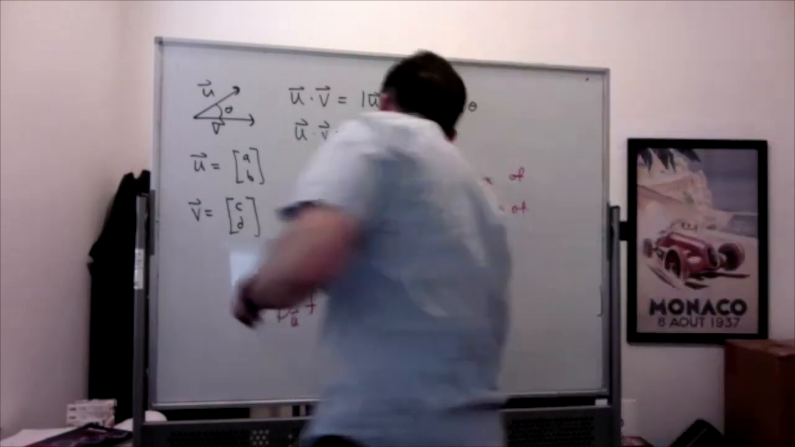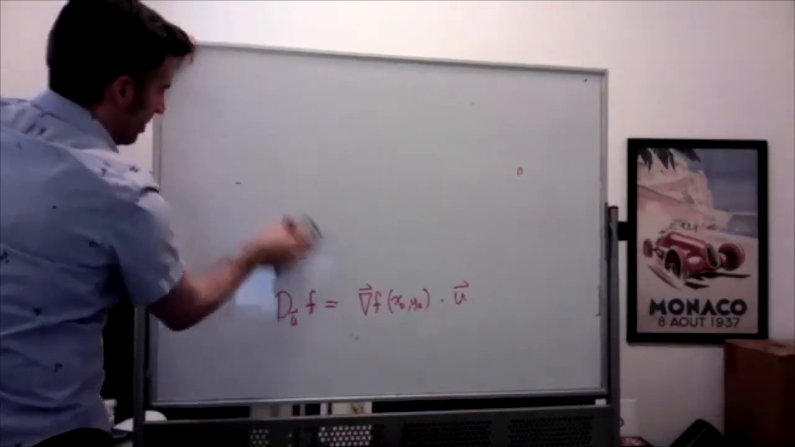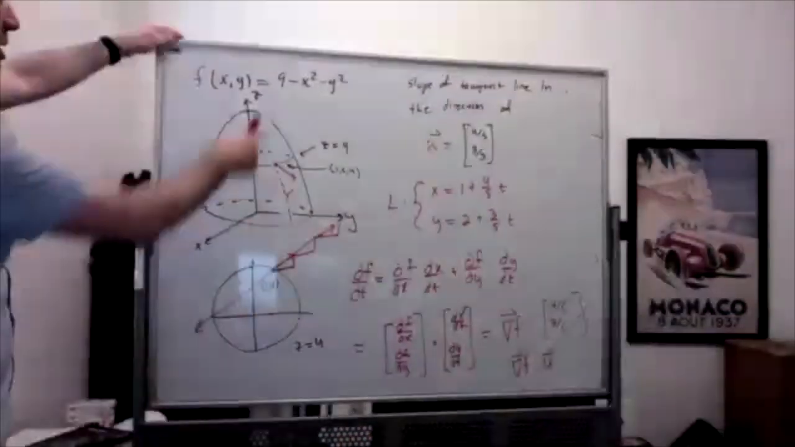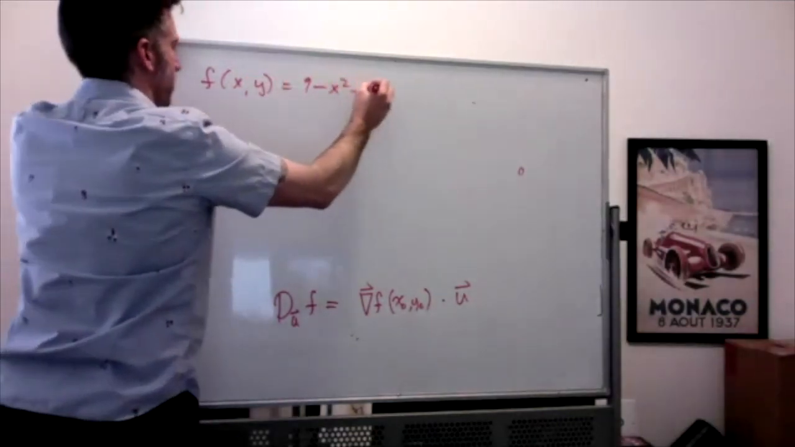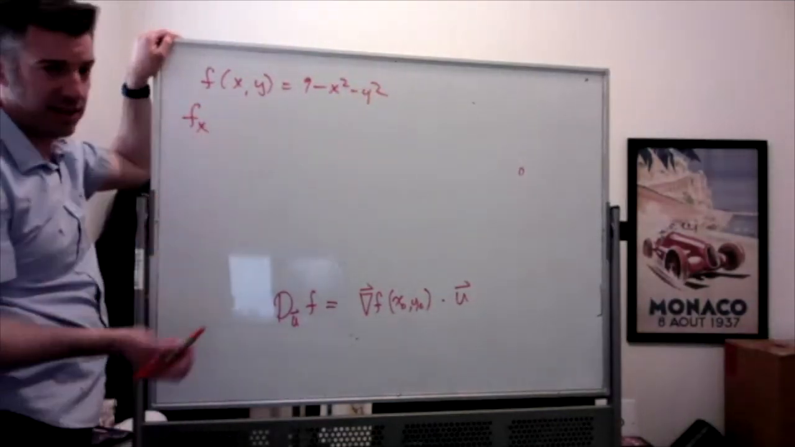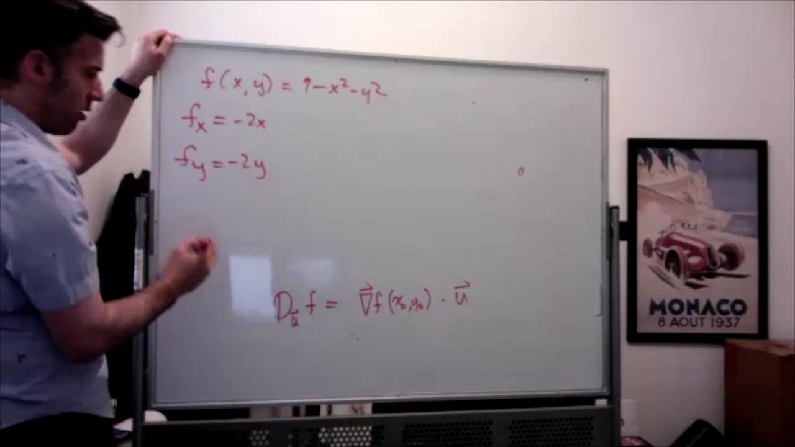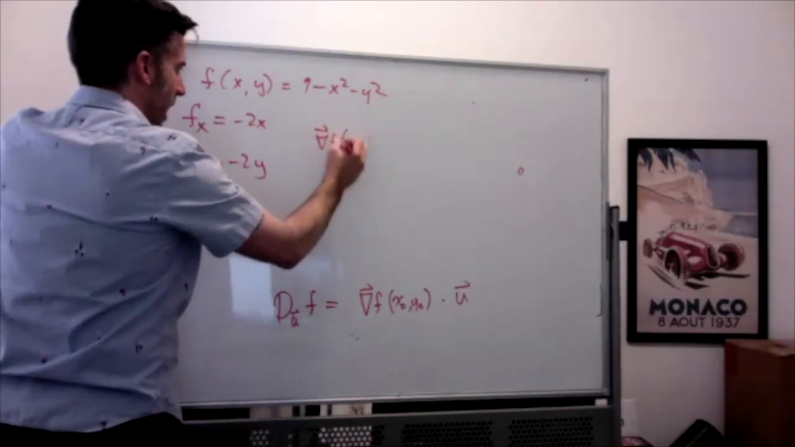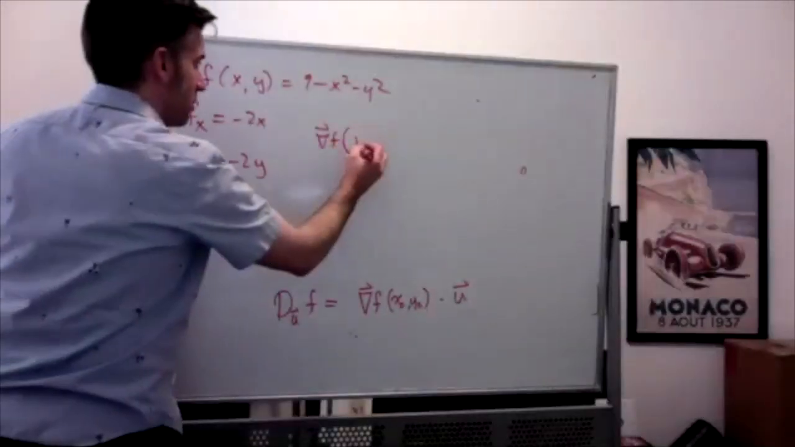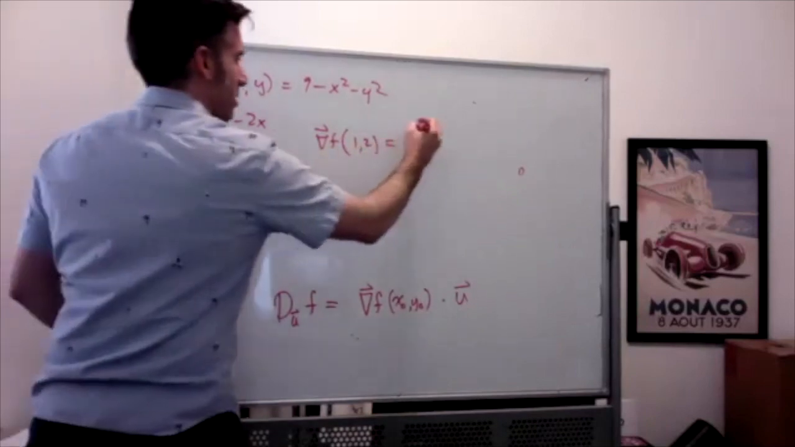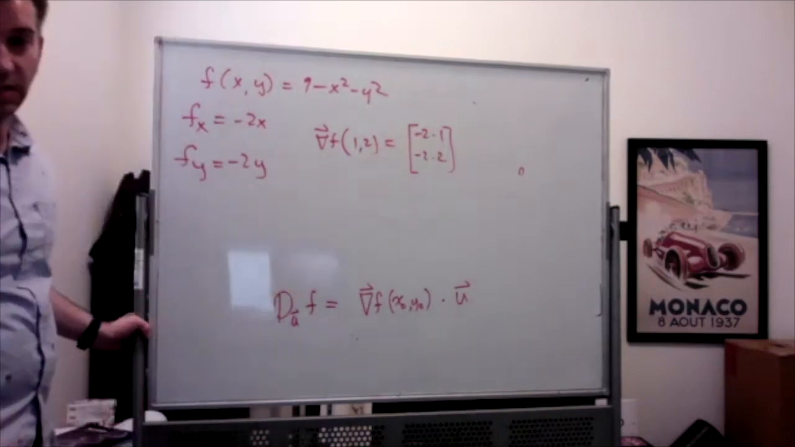So let's do it for this particular problem. It'll just take a second. Oh, sorry, I didn't erase that. So hang in there with me. For this particular problem, here's our function. Our partial with respect to x is -2x. Our partial with respect to y is -2y. Our gradient at the point (1, 2) is (-2 times 1, -2 times 2), right? It's the partial with respect to x and then the partial with respect to y.